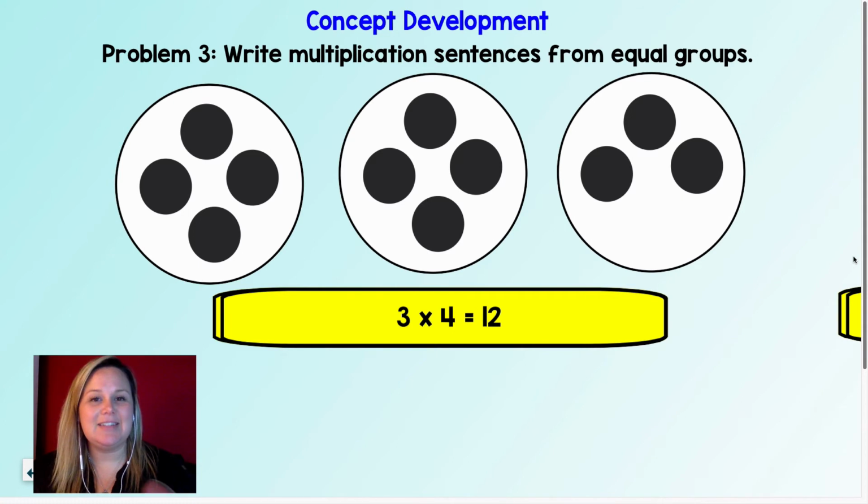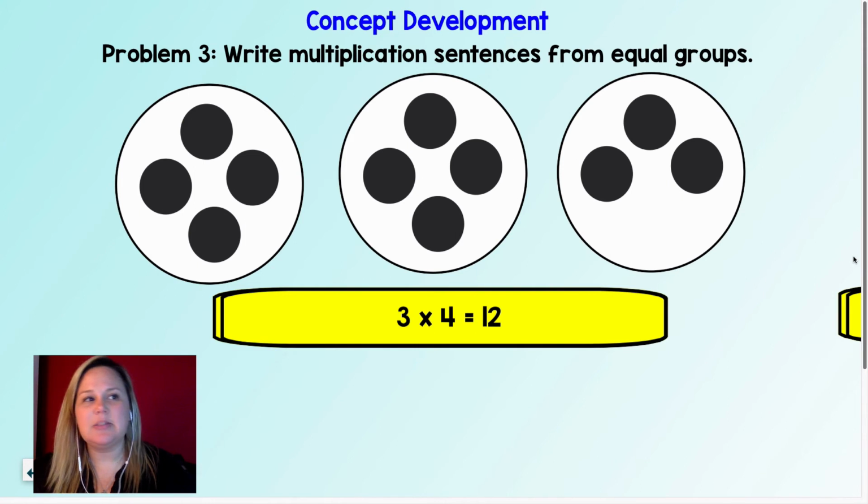So go ahead, take a look at the picture. Then I would like for you to write a repeated addition sentence and the multiplication sentence that matches this picture. So go ahead and use your dry erase board and give that a try. Pause the video, and once you're ready and you've written down your repeated addition sentence and your multiplication sentence, go ahead and click play so we can talk about it. Okay, if you're ready, here we go.